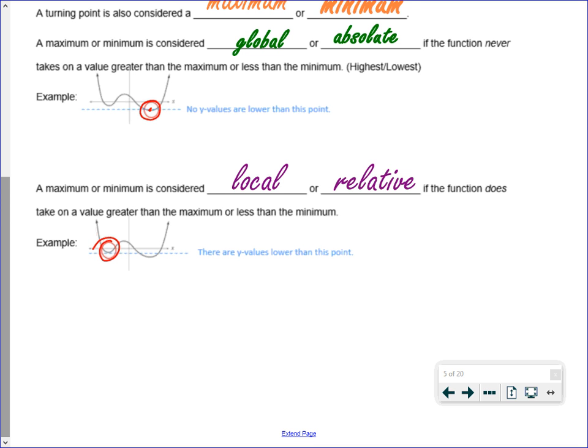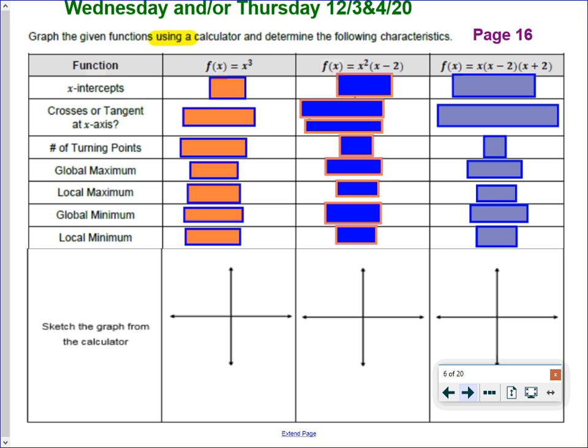So let's keep going. Now we're going to fill out this graph. A good thing to do is to pause this video in between each function and graph the function on decimals.com or on a graphing calculator, whatever you prefer, and follow along as we go through the characteristics of each function. So the function f of x equals x to the third power.